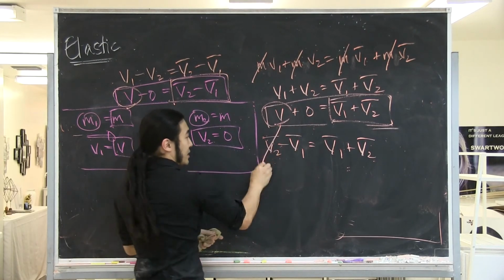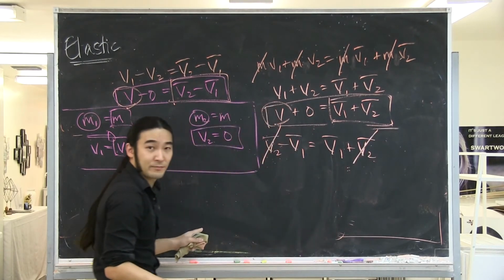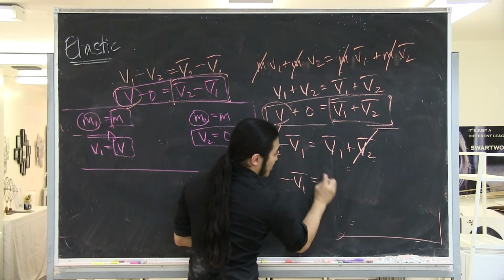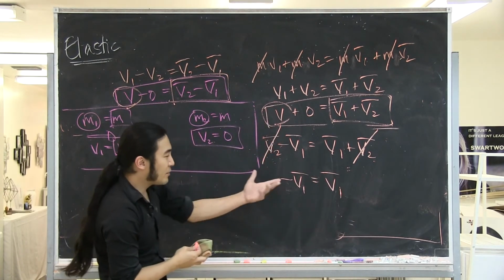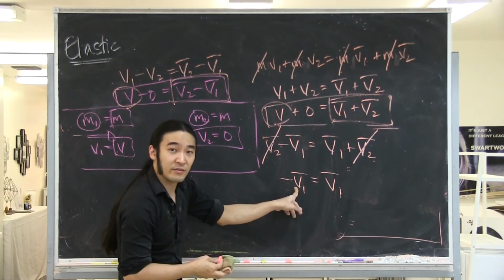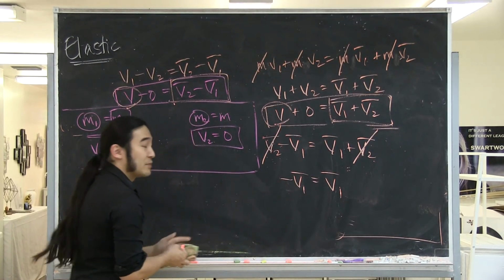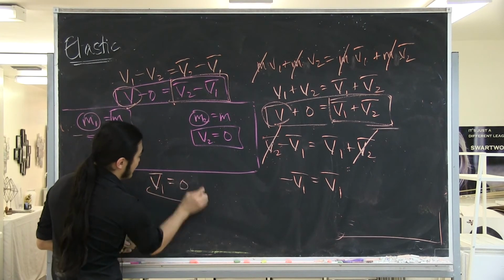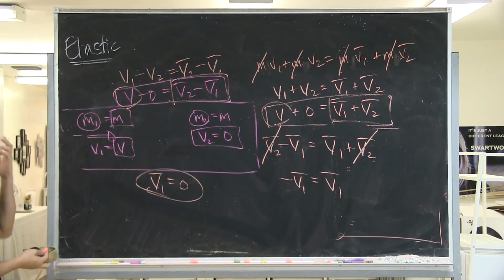Life will be easy because we can kill these guys. They go away. Now you get the seemingly innocuous statement, negative v1 bar is equal to v1 bar. But how many numbers are equal to their own negative? There's only one number, right? It's got to be 0. So what that tells you is v1 bar is 0. That's exactly what we predicted, right?